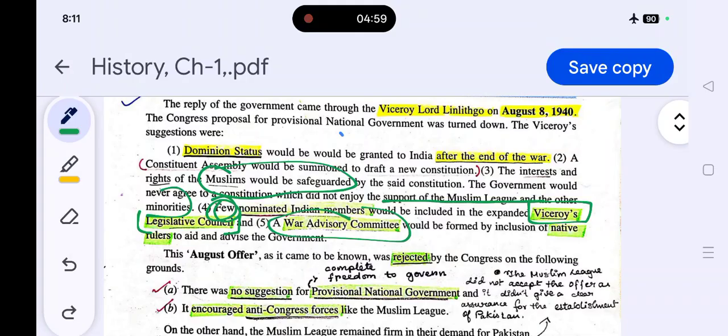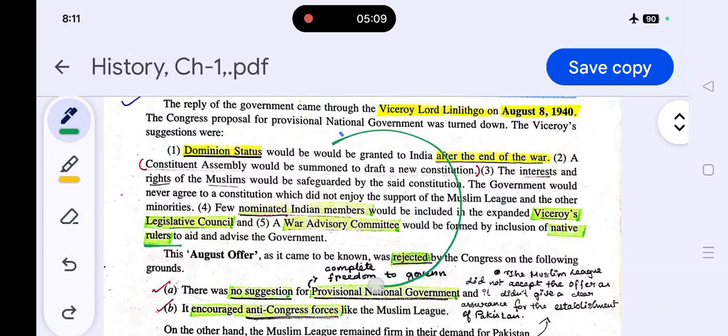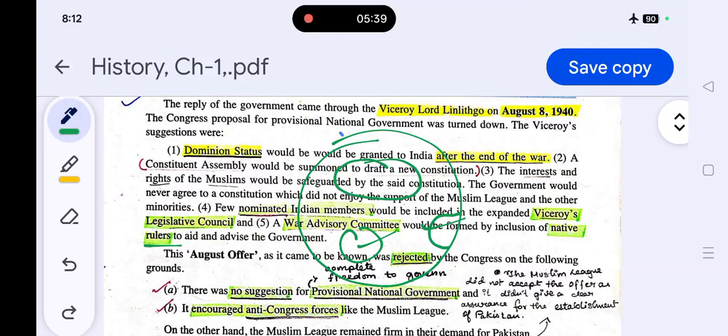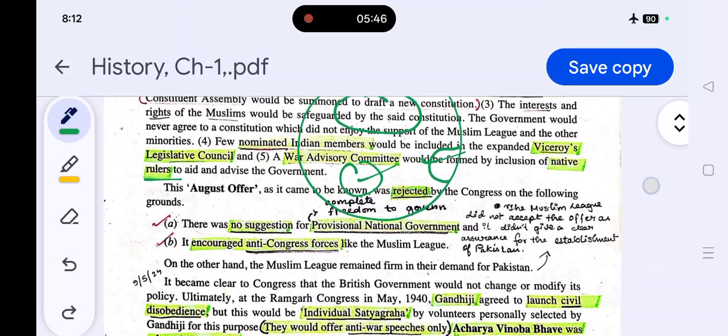Now, this War Advisory Committee would have native rulers. What do we mean by native rulers? India as a whole was not ruled by the British itself. For example, suppose this part of India was ruled over by the British, but certain other parts, maybe this part, was independently ruled by another ruler, maybe this other part too. So these two would be considered native rulers because they were under certain kings who were probably not completely independent rulers, giving aid to the British government, but still they will be considered native rulers.